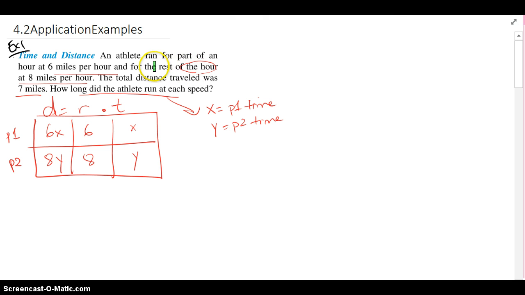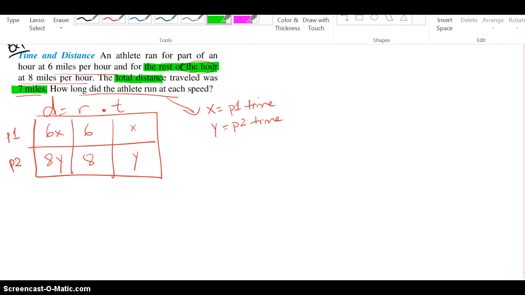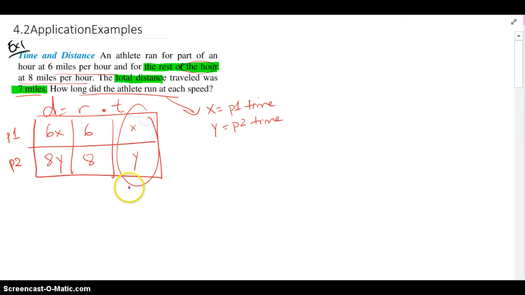They say it's for the rest of the hour, it was at 8 miles per hour. This automatically means that the total time was 1 hour. And also it says that the total distance traveled was 7 miles. So they give us two totals. Total time is 1 hour, total distance is 7 miles, and with that information I can get two equations. So I should be able to come up with two equations.